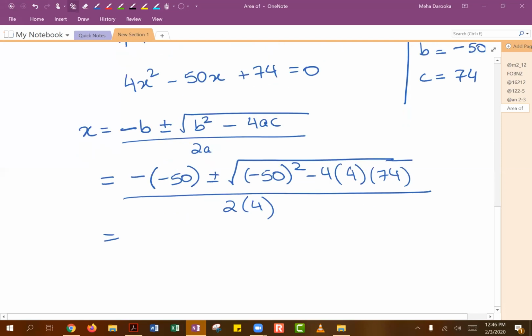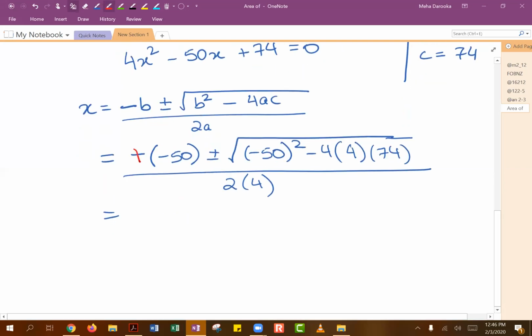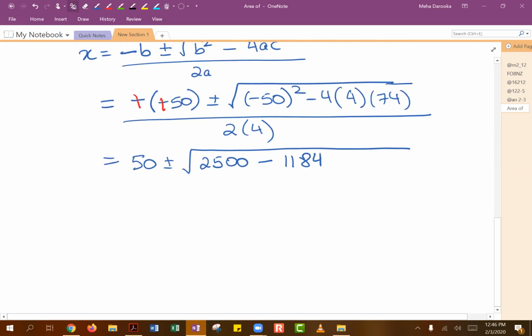Okay, so the two negative signs in the front will end up becoming positive here, giving us positive 50 plus or minus. This is the same thing I was talking about here, this negative sign in front of the negative 50 squared. Since you're doing negative 50 times negative 50, it will also become positive. 5 times 5 is 25. Put 2 zeros in there. Minus, it was 1184 when we did 4 times 74. Over 4 times 2, which is 8.